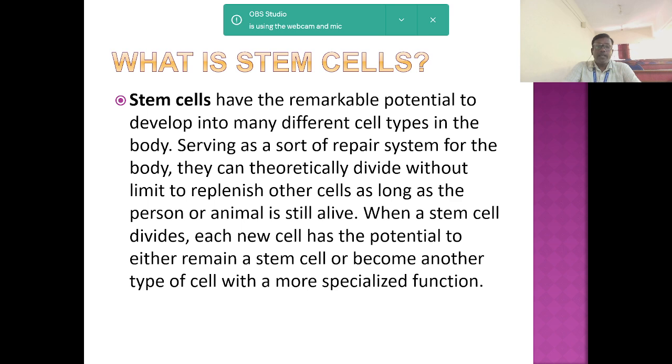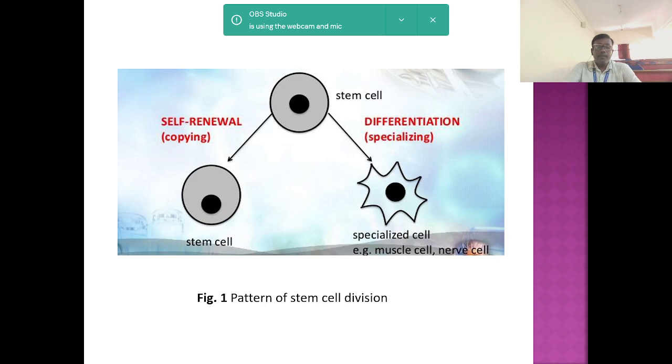Stem cells can be found in various locations, including embryos, bone marrow, umbilical cord blood, and specialized tissues. This is the pattern of stem cell division. A stem cell divides either into self-renewal cells, or it can be differentiated into other cells with specialized functions.